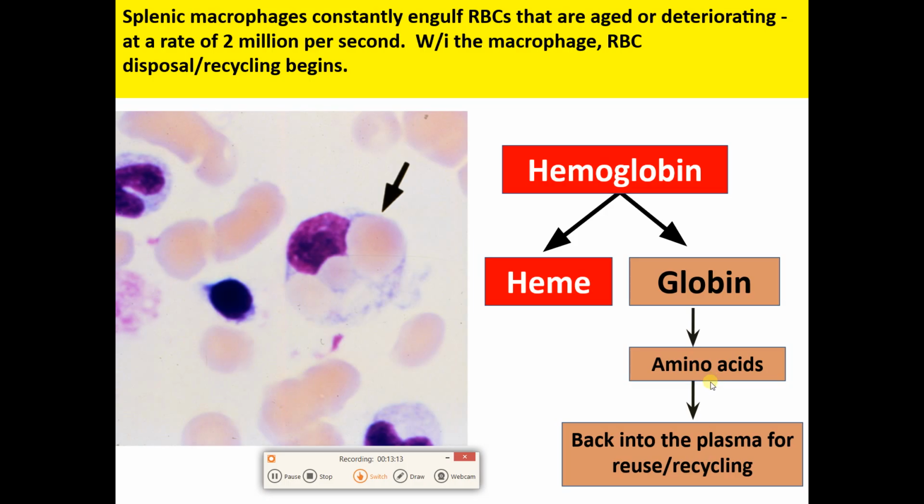The 4 amino acid chains are released by the macrophage back into the blood. We're going to reuse and recycle those amino acids. We'll make new proteins out of them. We'll use them for energy, whatever we need.